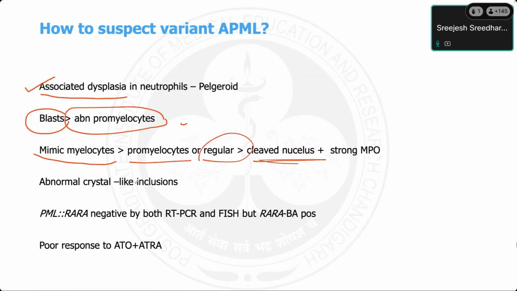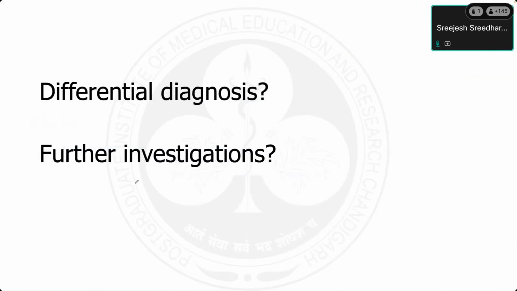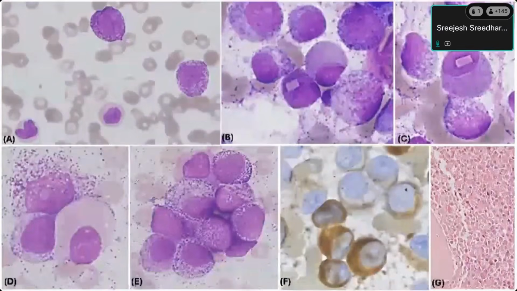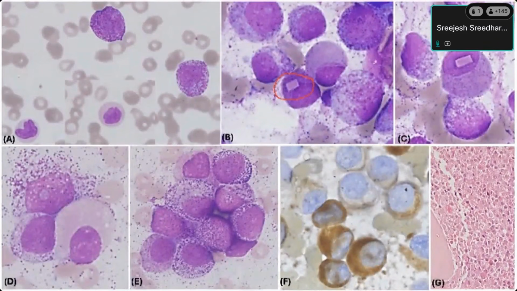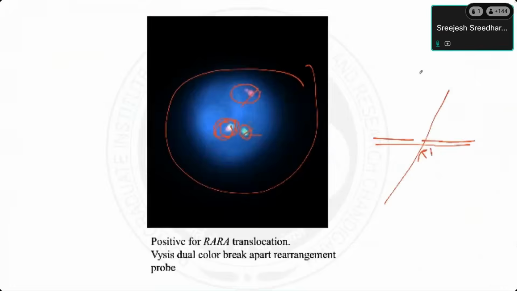Abnormal crystal-like inclusions. In the beginning, I showed one case. I'll just quickly go to that case. If you see some crystals, there are crystals like this. This is one of our cases. You see crystals like this, suspect variant APML. So there are always morphological clues to suspect variant APMLs. You should just be cautious.